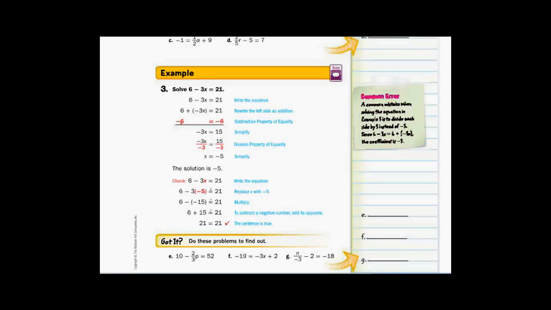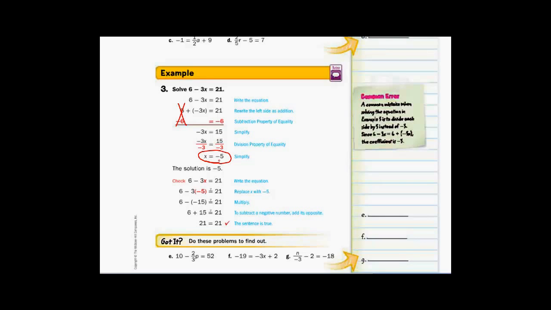So we are going to subtract 6 from both sides. That cancels that out, leaving on this side just -3x. And on this side, 21 minus 6, 15. Now I can divide both sides by -3. X is equal to -5. So Xavier is equal to -5.